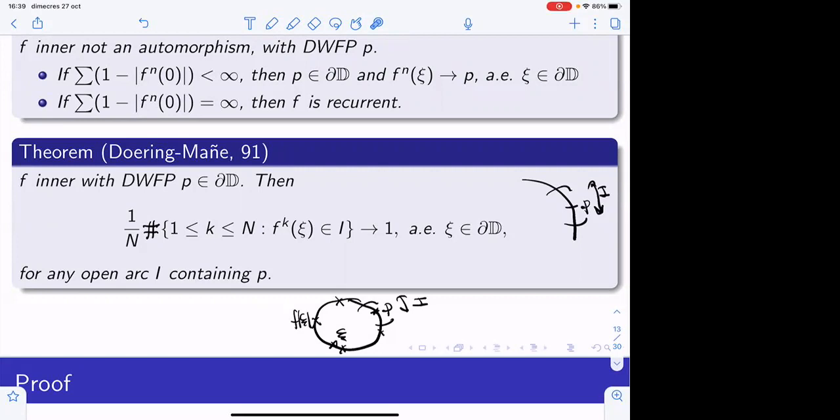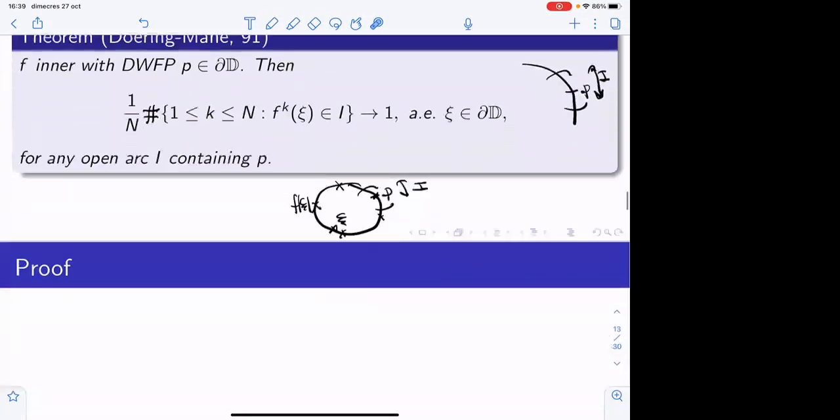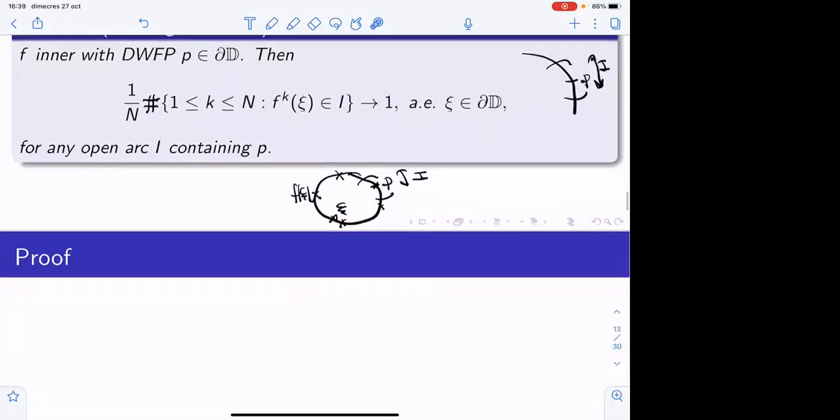This proof is a little bit more sophisticated, and there are 2 steps. You can assume, without loss of generality, that the mapping is recurrent. Because remember, you only had 2 possibilities. Either the mapping is recurrent or the Denjoy-Wolff fixed point acts as an attractor. And in that case, this result is trivial, right? If P acts as an attractor, then of course the orbit lies close to P for any big indexes k. So you can assume that the function f is recurrent.